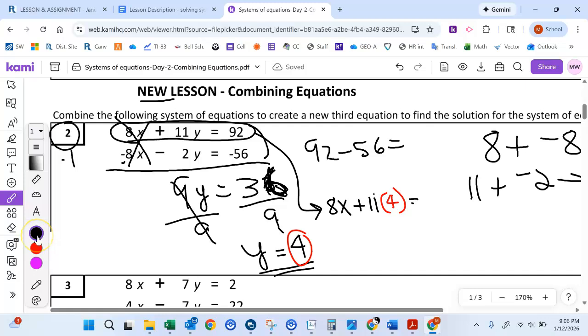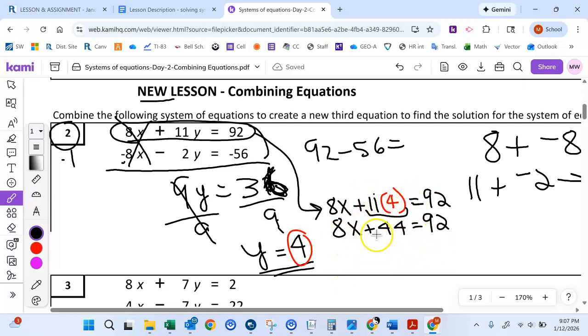So that's going to go right there, and that's going to be equal to 92, right? Okay. Well, then we have 8x, and then 11 times 4 is plus 44, equals 92. So now we have to go back to doing some algebra.